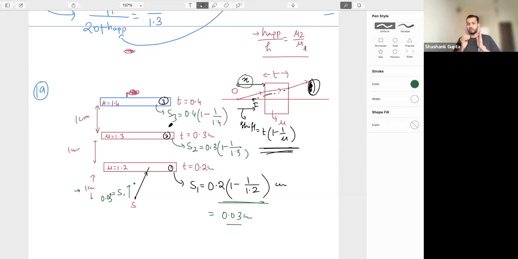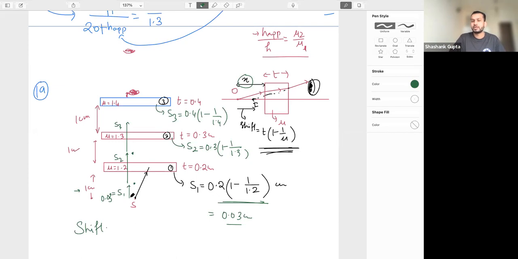From first to second to third, the ray is still traveling from bottom to up, which means all the shifts will happen in the same direction. S1 will happen in the same direction, S2 will also happen in the same direction, and S3 will also happen in the same direction. I don't care where exactly it is going, but all the shifts are happening in the same direction. So the total shift.